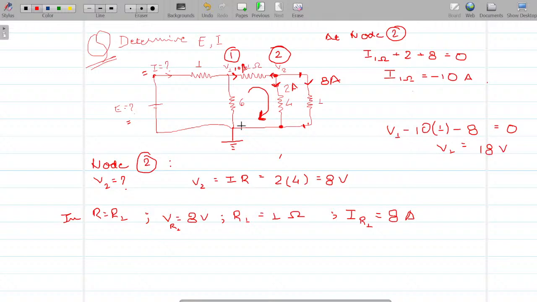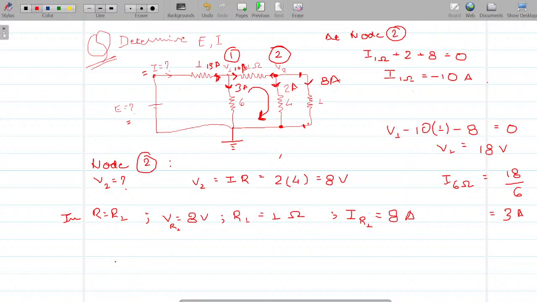So when V1 equals 18 volts, can I write the current in the 6 ohm resistance? The current in the 6 ohm resistance is equal to 18 divided by 6, which would be equal to what? 3 amperes, right? Again applying nodal analysis here, a simple KCL application. This is 3, this is 10. So this definitely should have been 13.